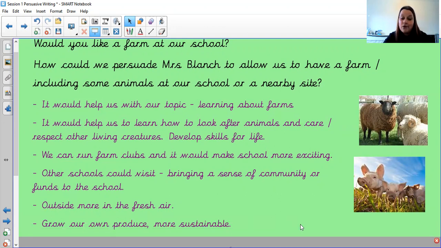We could also grow our own produce. So as well as having animals, if we've got a farm, we can grow our own crops, and then we'd have our vegetables and so on right on our school site. So it would make us far more sustainable. And perhaps if we're growing our own produce, we could use those for our school dinners as well. So there are lots of reasons why a farm would be a really good idea for our school.